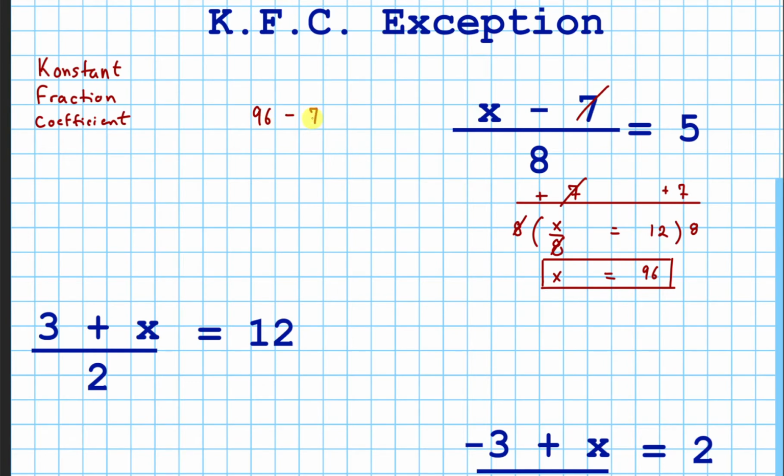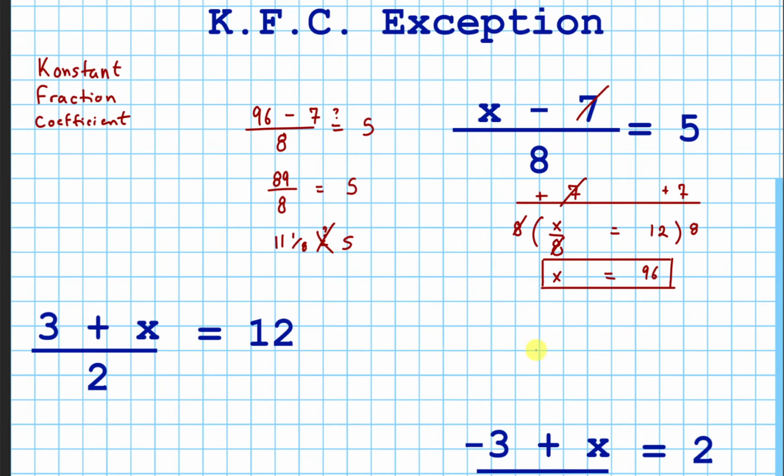96 minus 7 over 8. Does that equal 5? That's the question. Does this equal 5? Okay, well, 96 minus 7 is 89. Does that equal 5? Well, 89 divided by 8, that's like 11 and 1/8. Is that 5? No, it's not.